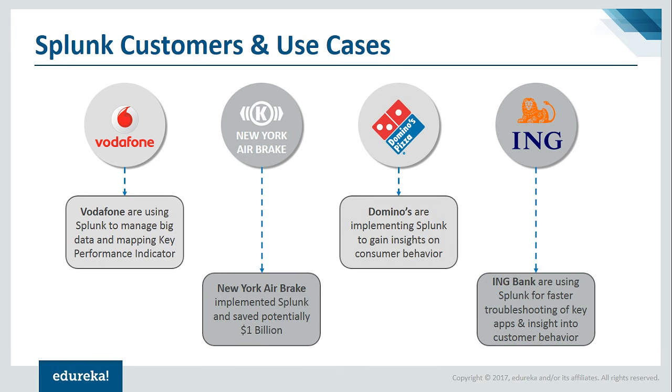And this New York Air Brake, this is one other company which used Splunk, and they saved around $1 billion in just 1 month by implementing Splunk. Well, what did they do? They used Splunk to monitor the logs of how the brakes were being applied in the trains.